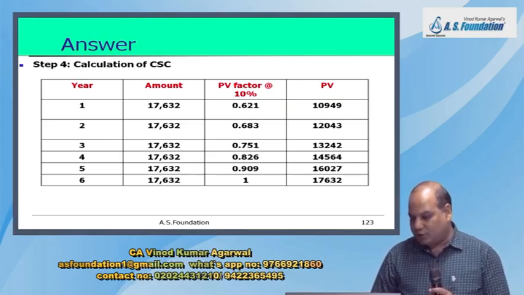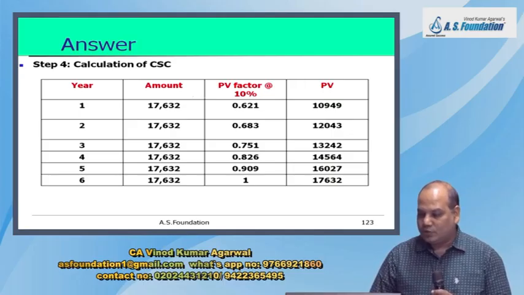Draw 4 columns on the right side, or you can just draw 3 columns if you want. Year, amount, present value. What is the original discount rate in the problem? 10%. Write present value at the rate of 10%. Then write down 1, 2, 3, 4, 5, 6. Write down the amount 17632, 6 times. Now I will tell you a trick how to get it fast.